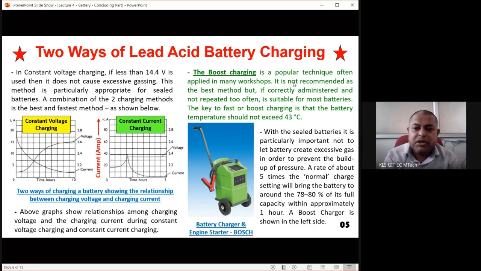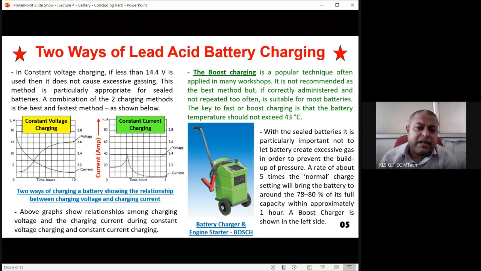It is a popular technique often applied in many workshops. It is not recommended as the best method, because if correctly administered and not repeated too often, it is suitable for most batteries. So once in a while, in very difficult conditions, when your battery has become totally flat and suddenly you want the battery to be fully charged in a very small time, once or twice, once in a while, you can do that, but not frequently. You should use this boost charging method sparingly.